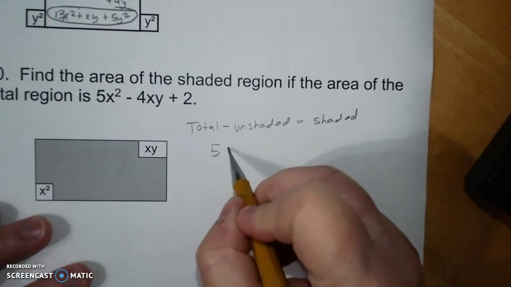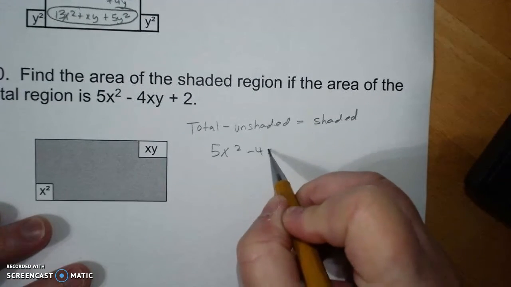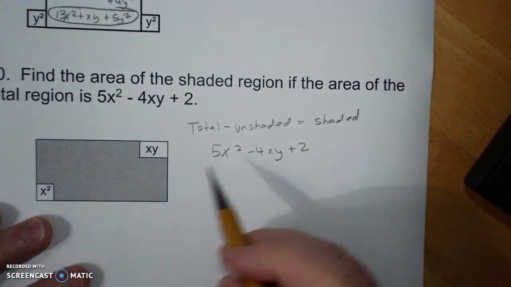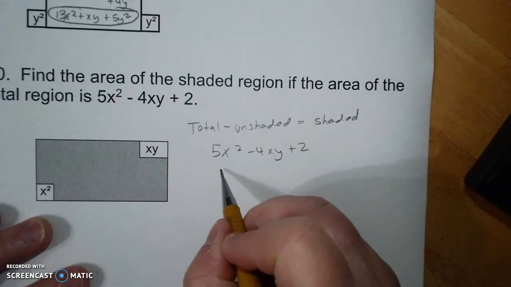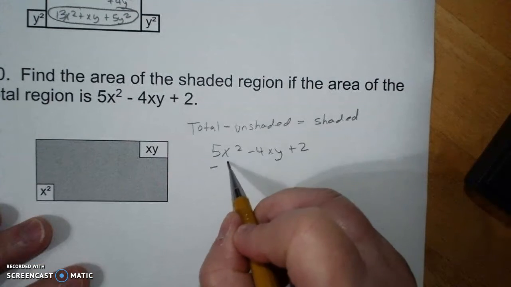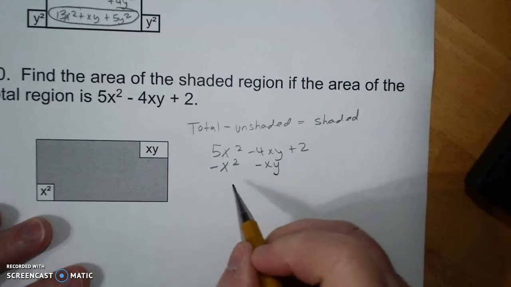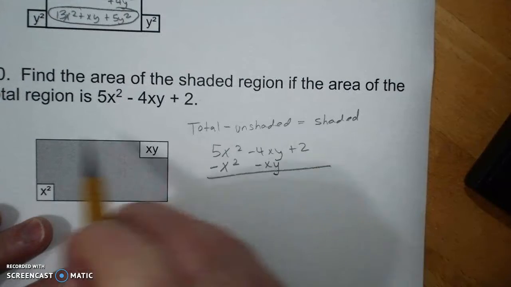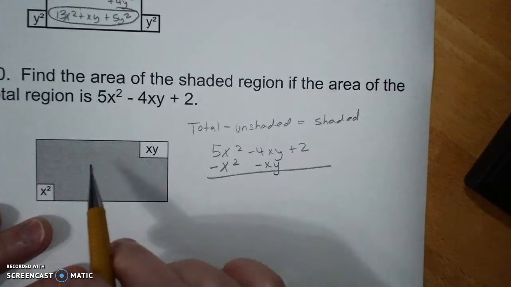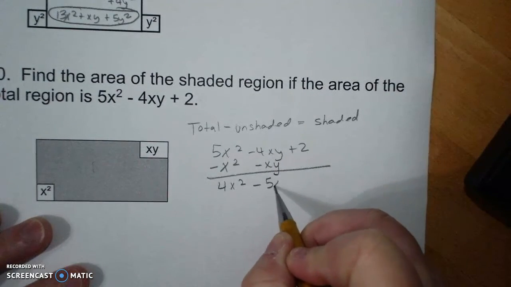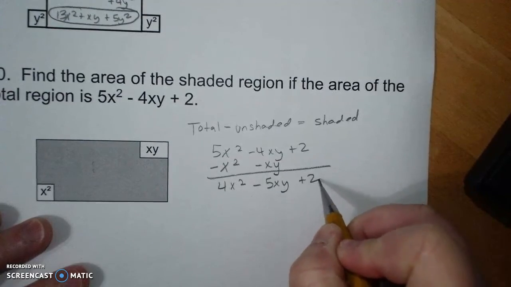So I have 5x squared minus 4xy plus 2 for total. I'm going to subtract these. I'm going to put them underneath who they go and change the sign. Minus x squared, pluck that out, minus xy. And so the shaded region is 4x squared minus 5xy plus 2.